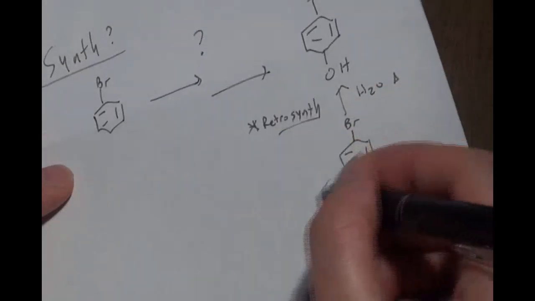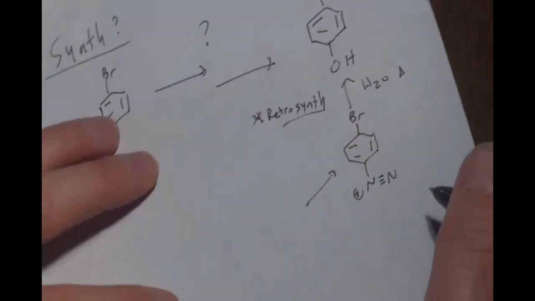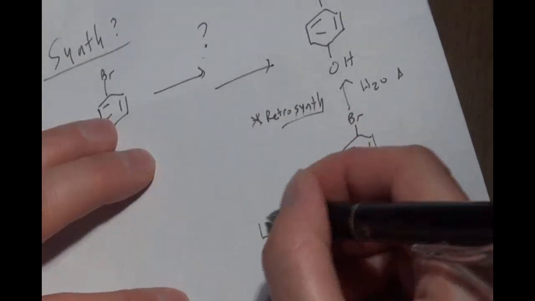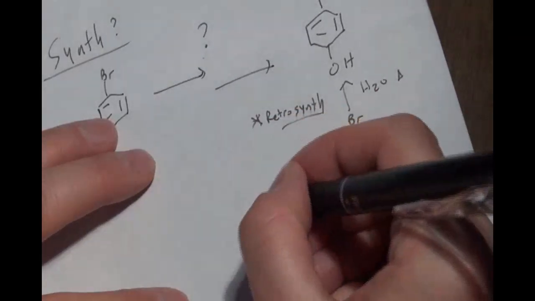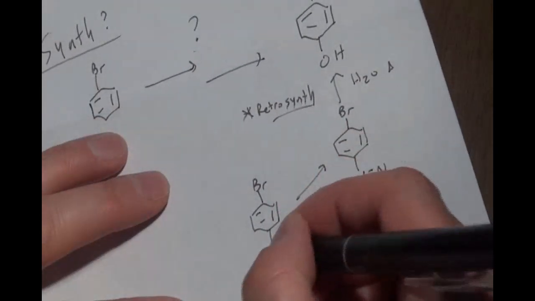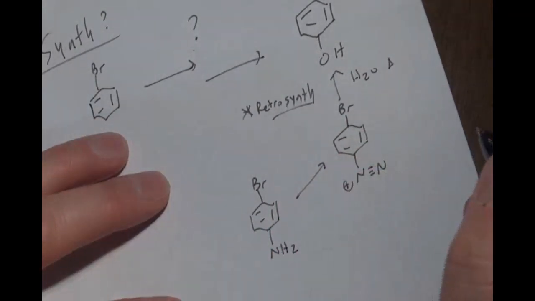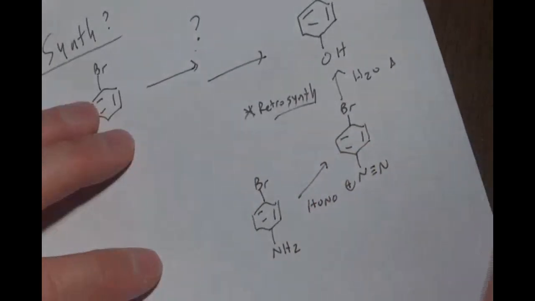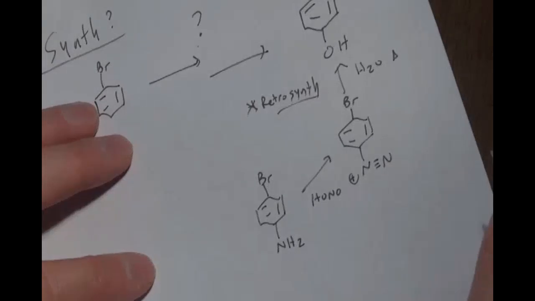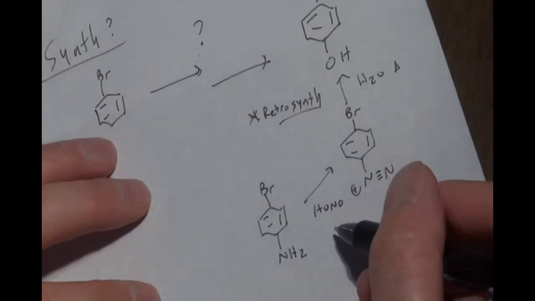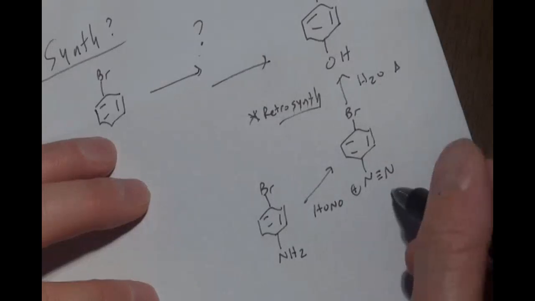Well, how do you make a diazonium? What's the precursor to a diazonium? The precursor to a diazonium contains nitrogen, but it's just the amine, right? NH2. And what's the reagent? HONO, or HNO2, and sulfuric acid. Okay, so HONO is the reagent, nitrous acid, that converts NH2 to diazonium.